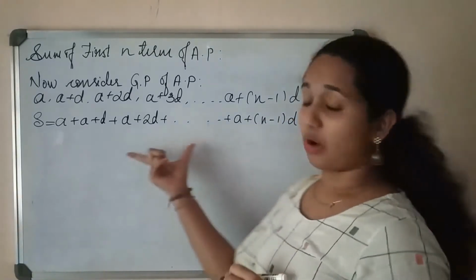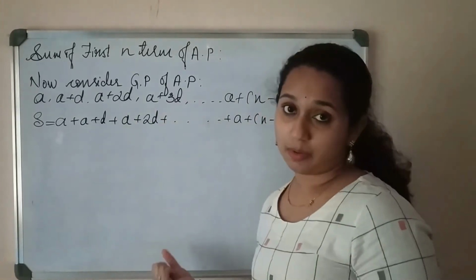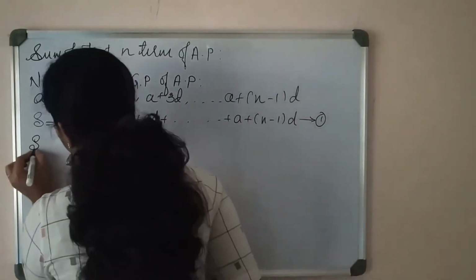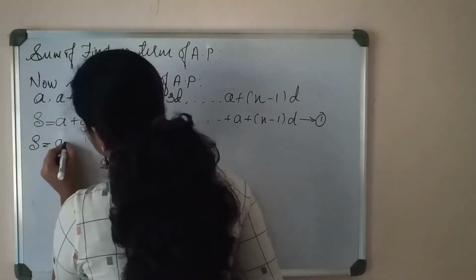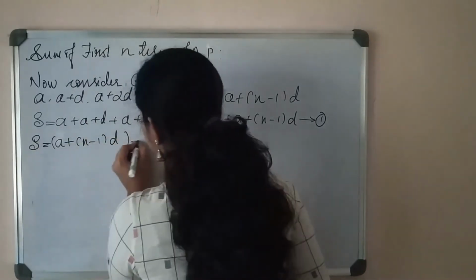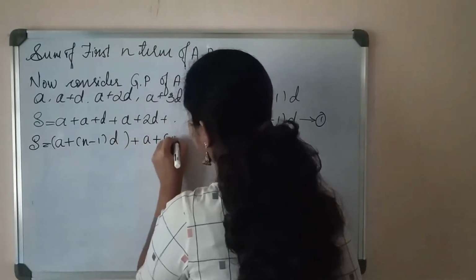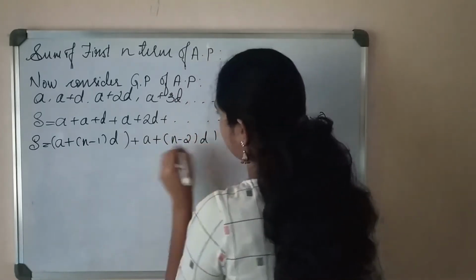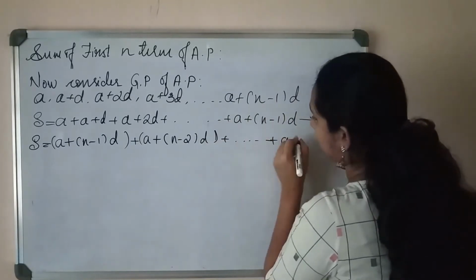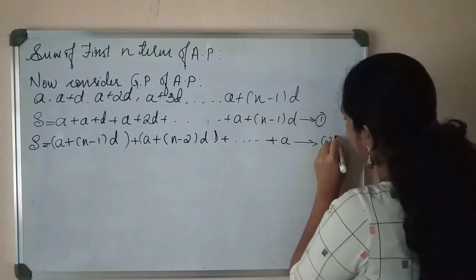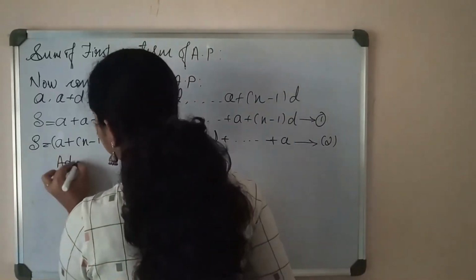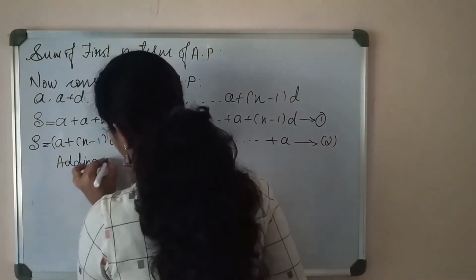Now this is the forward order. According to the example I have taken, I have to consider the reverse order also, and that will be my equation 2. So S is equal to a plus n minus 1 into d, plus a plus n minus 2 into d, plus so on till a, and that will be my equation 2. Now I'll be adding equation 1 and 2.